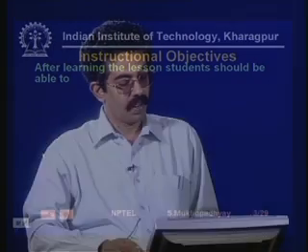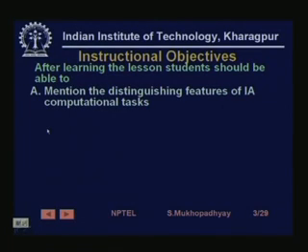Before we begin, it is customary to see the instructional objectives. So, the instructional objectives are the following. First, after going through this lesson, one should be able to mention the distinguishing features of industrial automation computational tasks. A PLC basically is a computer. So, it performs computational tasks related to industrial automation, but these tasks have certain very distinguishing features compared to the other tasks which are, let us say, done in an office environment.